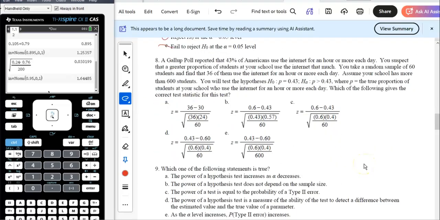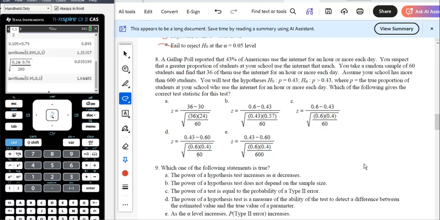Okay. The Gallup poll reported that 43% of Americans use the internet for an hour or more each day. You suspect that a greater proportion of students at your school use the internet. You take a random sample of 60 students and find that 36 of them use the internet for an hour or more each day. Assume your school has more than 600 students, so that the conditions are probably going to be met. You will test the hypothesis that the null is 43%. The alternate is, we think it's greater than that. And P is the true proportion of students at school. Which gives the correct test statistic?